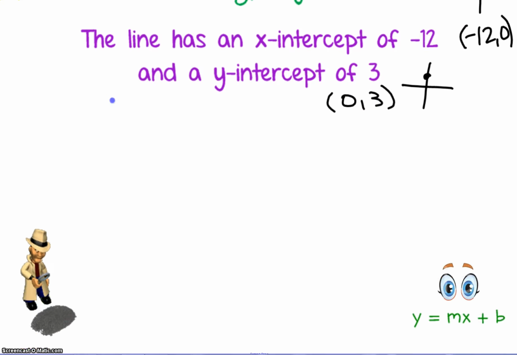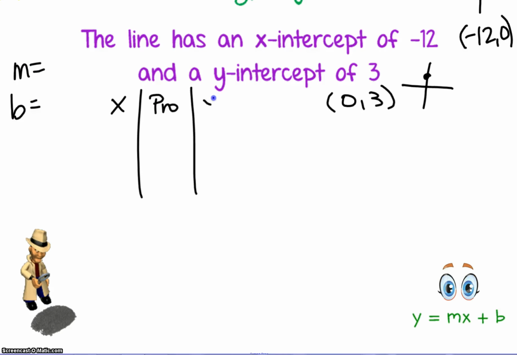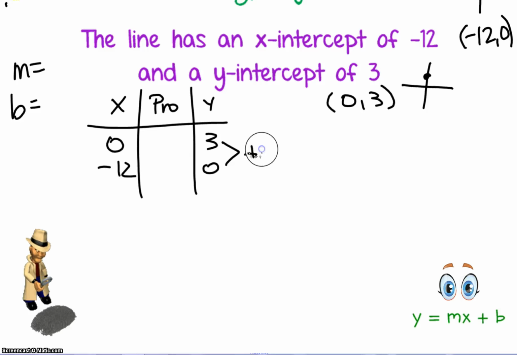So let's do our process table. We're looking for M and we're looking for B. Make sure you write that every time. X process Y. So our x is 0, our y is 3, our x is -12, our y is 0. Find your change in x and change in y.